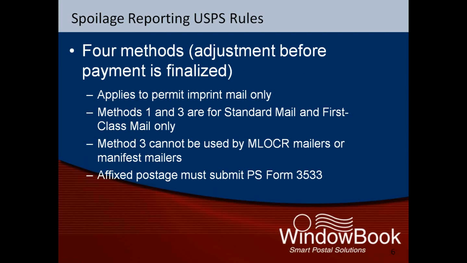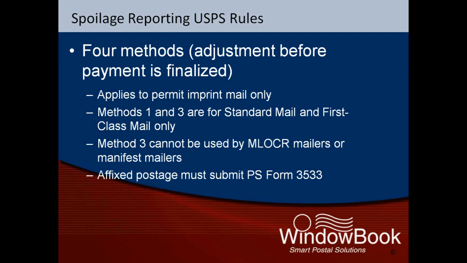The Postal Service has provided specific guidelines for reporting spoilage. These are detailed in a Guide to Intelligent Mail for Letters and Flats. There are 4 methods for handling spoilage. All 4 methods apply to adjustments that are made before the final postage is paid. Any spoilage reporting that's done after postage payment is finalized must be done manually using a hard copy form requesting a postage refund. We'll review this option in a moment.